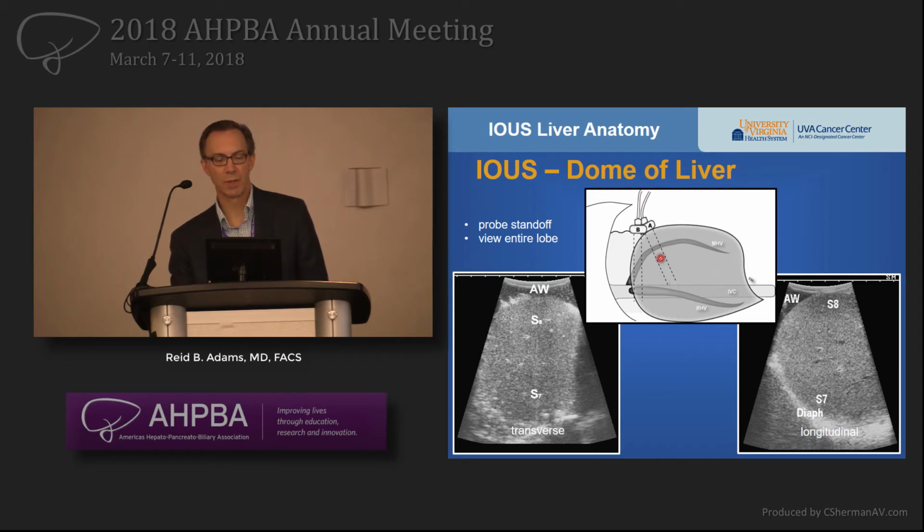So there's a couple things you have to do to figure out how to see this part. One, you can do a probe standoff technique, so you can do an underwater technique where you scan through saline as an acoustic interface, so you can really see this area of the liver here. Or if you compress the liver so that you turn the beam to the direction of the hepatic veins, you can get a good view. And you can see the acoustic window here. You can get a nice view in both transverse and longitudinal sections of the liver here.